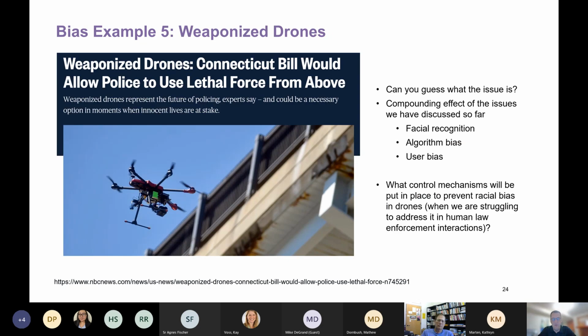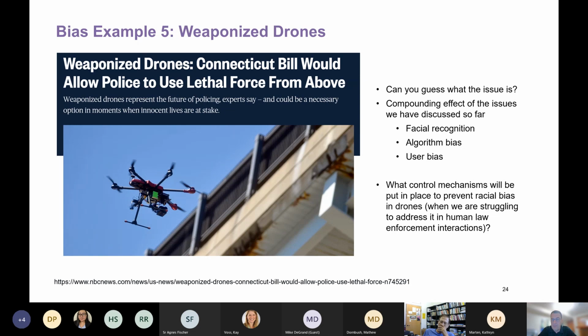Example number 5, drones. So a different technology, but one of the technologies that is being used in drones is image recognition and facial recognition. Some police departments are moving to the point where they are allowing the use of weaponized drones, be it for crowd control, so they put pepper spray onto the drones, or even drones equipped with lethal force capabilities. And how does the drone know who to target? Well, it could be using facial recognition software, or it could be using certain algorithms.